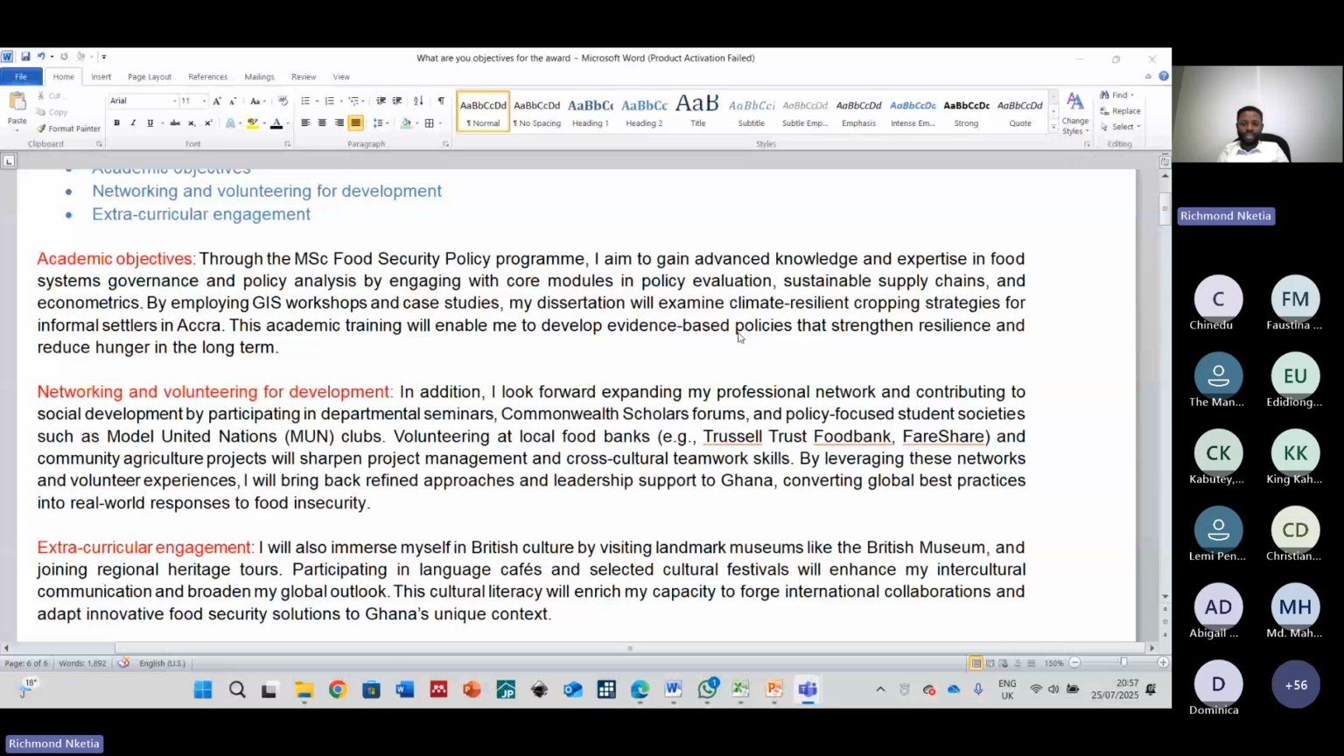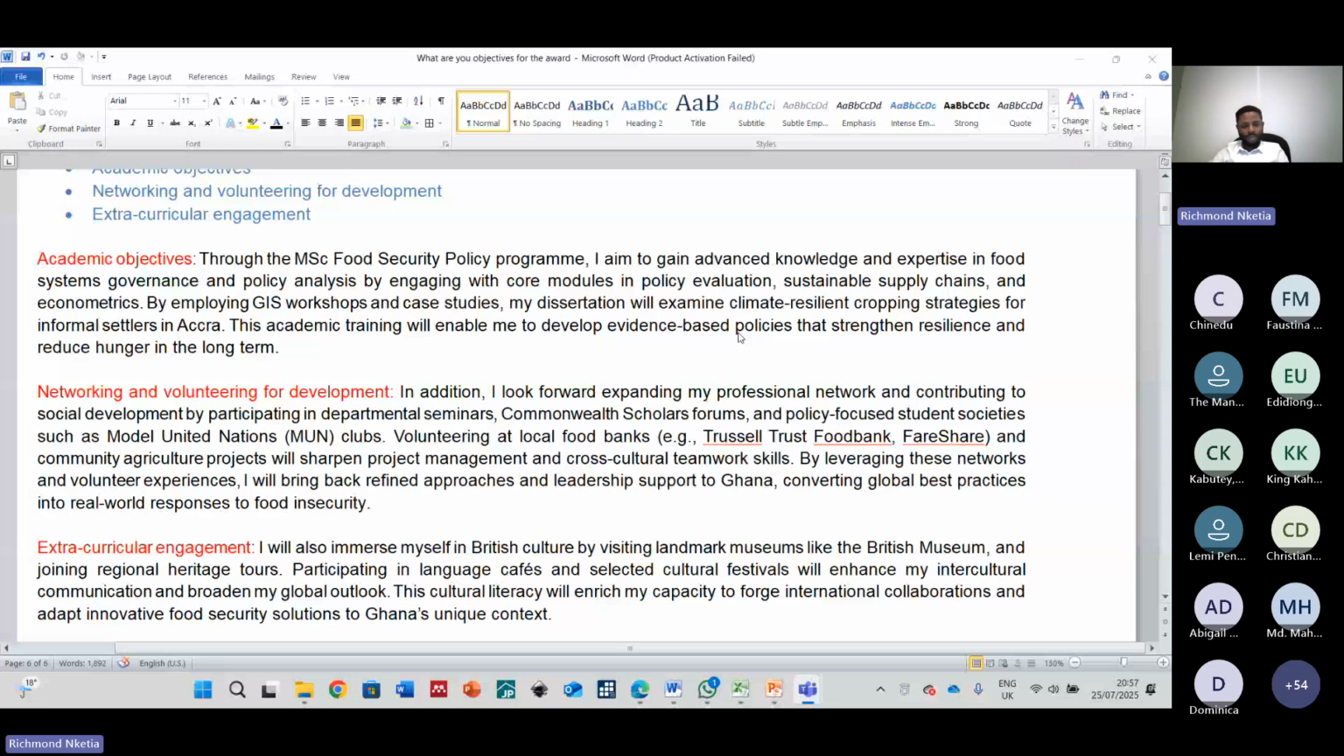And you need this network and volunteering experience because it will help you if you're going back to your home country. You can go with these refined approaches and leadership to support Ghana, and that will help in converting these best global practices into real world interventions to address the food insecurity issue back home.